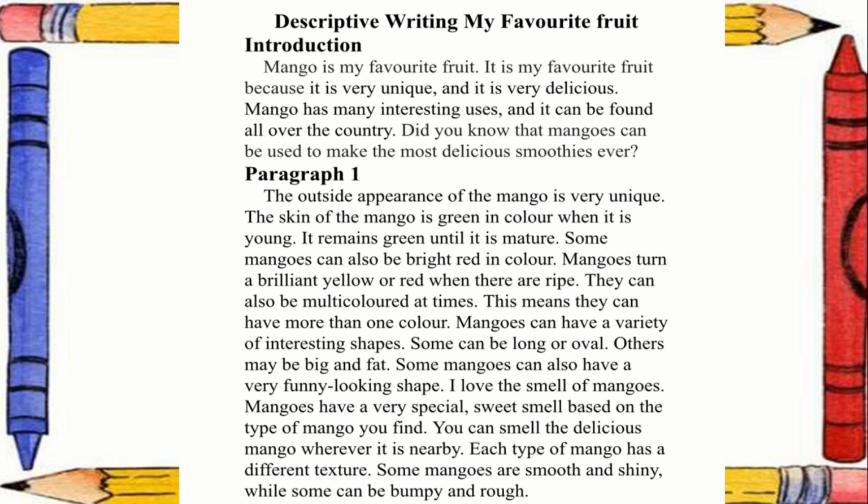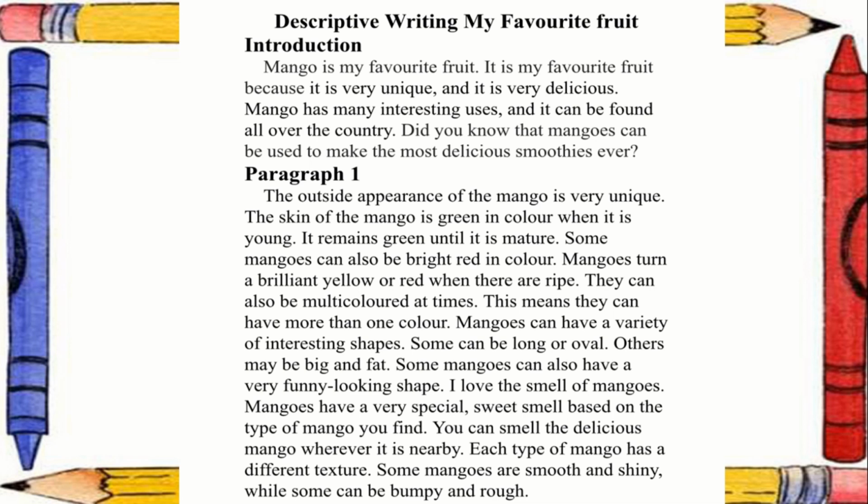All right? So in paragraph 1, descriptive writing, my fruit, we have the introduction. And your introduction: mango is my favorite fruit. It is my favorite fruit because it is very unique and it is very delicious. Mango has many interesting uses and it can be found all over the country. Did you know that mangoes can be used to make the most delicious smoothies ever? So you have a hook and the background information.